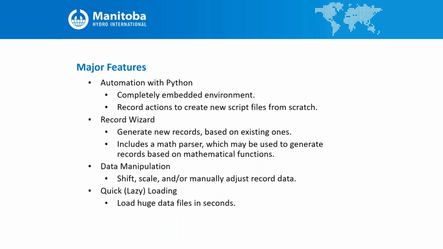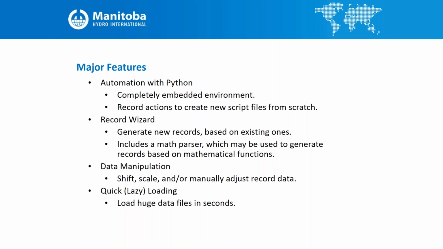There's a record wizard that allows you to generate new records based on existing ones, and it includes a math parser. So if I want to add records together or take the square root of a record or something like that, you can use the record wizard to do that, and it will generate a new record for you based on whatever you've defined it to be.